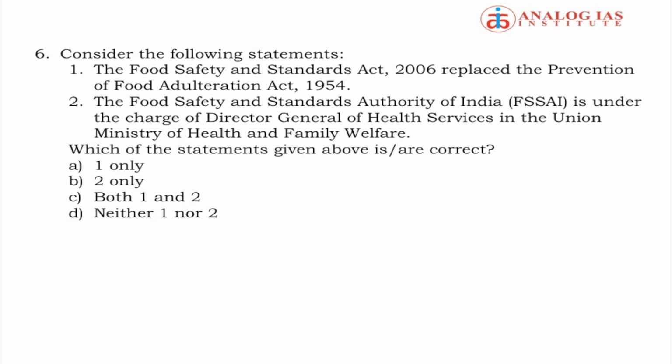Second, the Food Safety and Standards Authority of India is under the charge of the Director General of Health Services, that is DGHS, in the Union Ministry of Health and Family Welfare. This statement is wrong because FSSAI is an independent statutory body headed by a chairperson who is of the rank of Secretary to the Government of India. Yes, the Ministry of Health and Family Welfare, Government of India, is the administrative ministry, but DGHS is not in charge of FSSAI. Thus, only statement 1 is correct. The answer is option A, 1 only. We come to the next question.